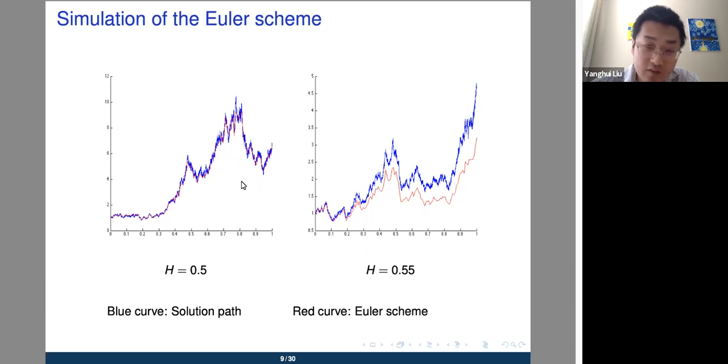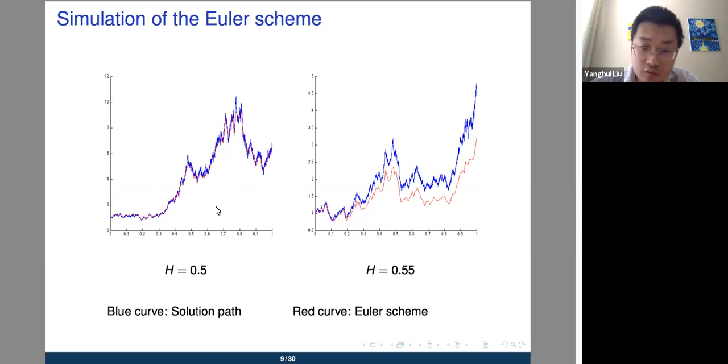And the classical results tell us that the strong rate for the Euler scheme in the Brownian motion case is 1/2. So it means the error process is bounded by n to the minus 1/2 times a constant. And the weak convergence rate is 1, so the error process is bounded by 1/n.